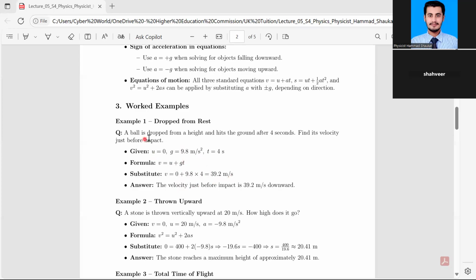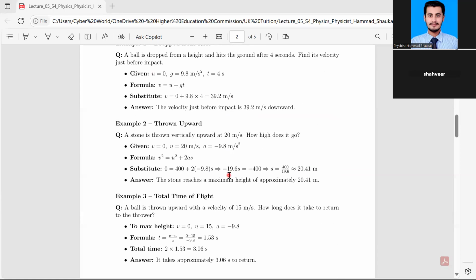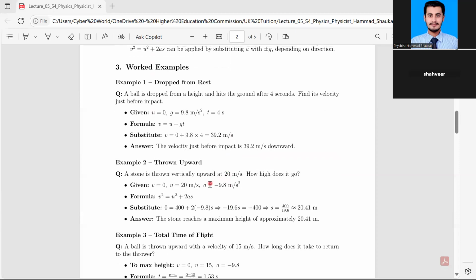This means if you drop a ball with an initial velocity of zero, under the action of gravity your ball will hit the ground with speed. Okay, understood? Any question? No. Okay, let's move towards another example.